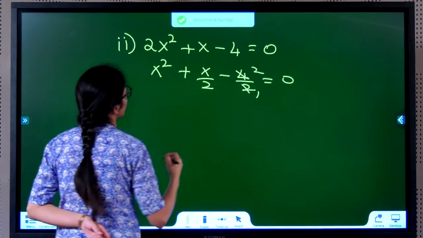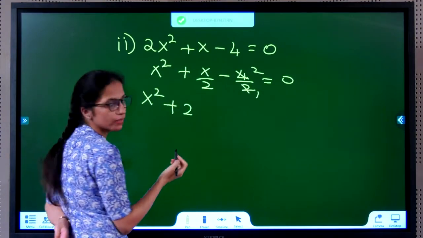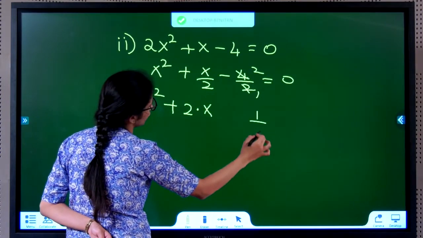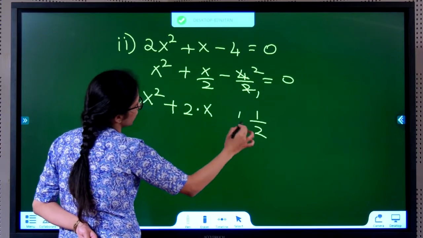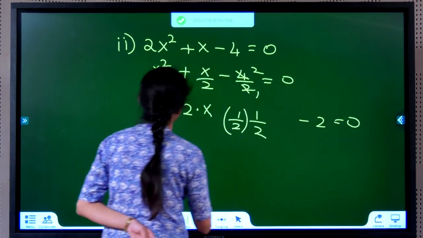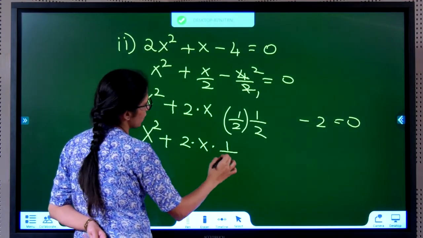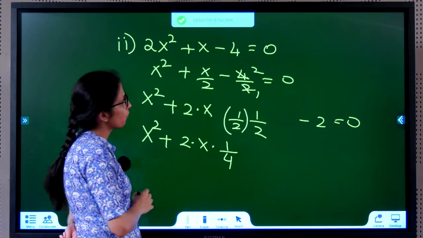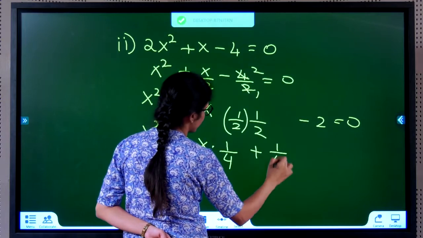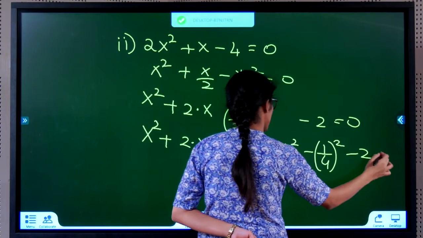So this becomes x square. You want a plus 2ab. So 2a, you put the 2, so remove the 2. Who is the extra person here? 1 by 2. So this 1 by 2 stays as is. Minus 2, keep it out. So this becomes x square plus 2 into x into 1 by 4. So this is your 1 by 4. So b, plus b square minus b square, minus 2 equals 0.